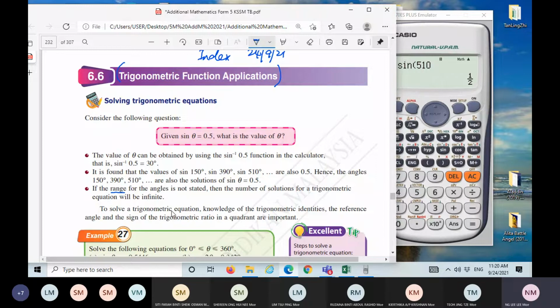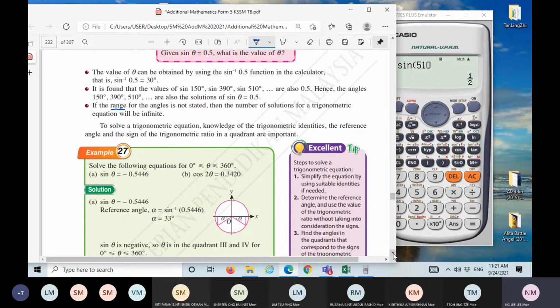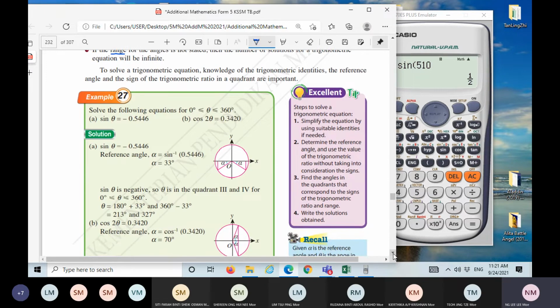To solve a trigo equation, knowledge of the trigo identity, the reference angle, and the sign of the trigo ratio in the quadrant are important. Many things combined, only then are you able to solve one question. This is why they say trigo is so difficult, so confusing, with so many things involved.